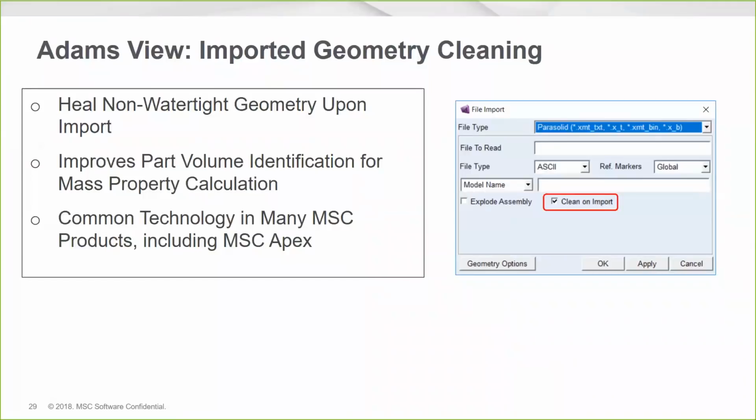So we've had a few cases come through where folks have supplied fairly poor geometry to us and say, hey, my mass properties aren't right here. I know these aren't right. Well, yeah, there's all sorts of cracks and creases and holes in your geometry. But with this clean on import, it will actually do that. So we've set this up even as a default now.